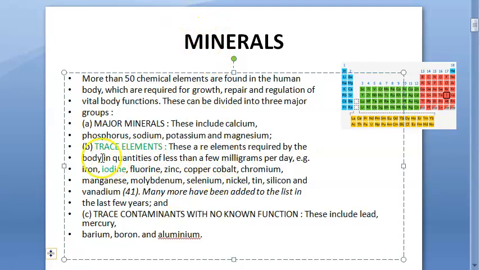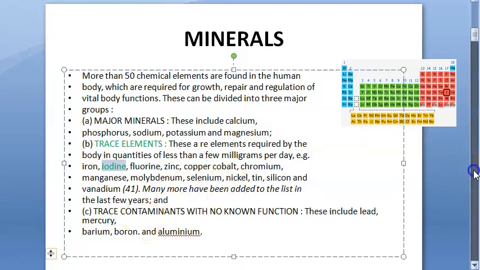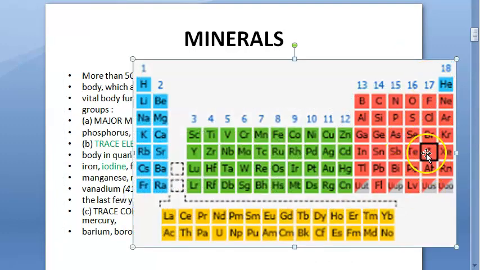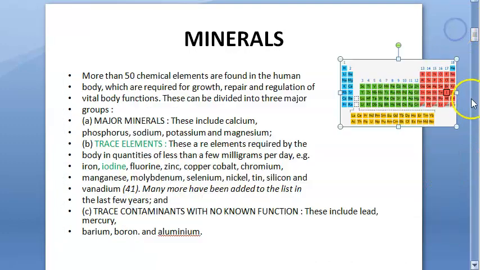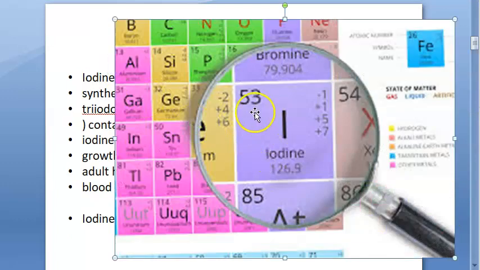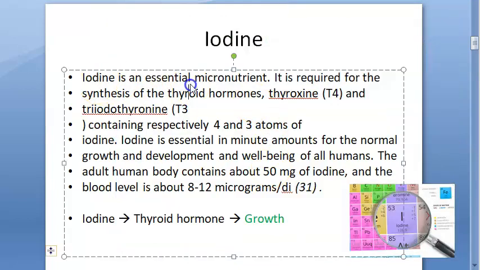These are required by our body in quantities of less than a few milligrams per day. So you can remember microgram for iodine. Coming to iodine, where is it in the periodic table? It is a halogen. Do you know its atomic number? It's 53.